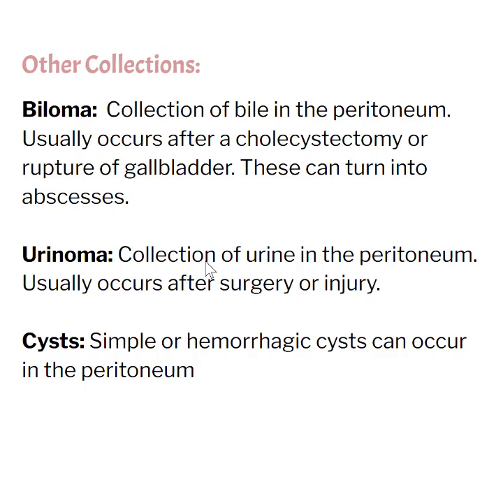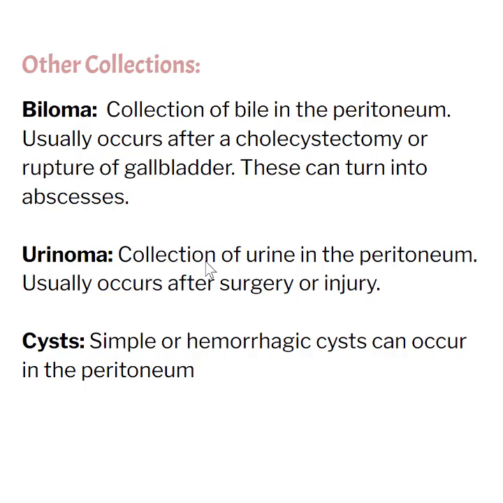Again, the body doesn't want that, so it's going to wall it off, and we're going to get a cystic structure that is filled with urine. So if a patient, again, comes in post-surgery, post-injury to the flanks or surgery to the kidneys, and we see a cystic structure in the area, we should consider urinoma as a differential.